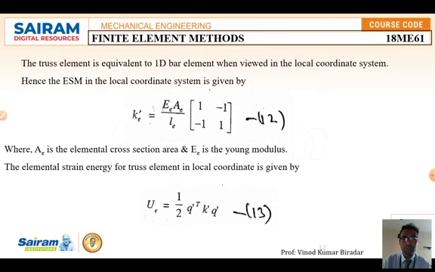Okay, so give question number 11. Okay, so we know that the element stiffness matrix for a bar element is k is equal to AE by L times the matrix [1, -1; -1, 1]. Okay, give question number 12.